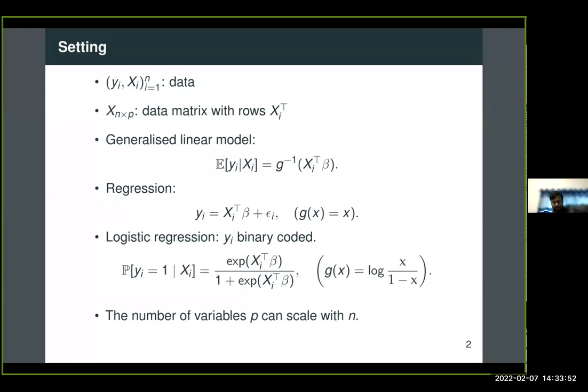Another example would be logistic regression, where yi is binary coded. Let's say yi is whether a certain email you received is spam or not: 1 means spam, 0 means not spam. And xi's are, let's say, the frequencies of certain keywords in the email that are supposed to detect whether it's spam or not. This is the popular logistic regression model. In this case, the conditional expectation is the logistic function of xi transpose beta. We'll be dealing with the situation where the number of variables p can scale with n, so p can be large.